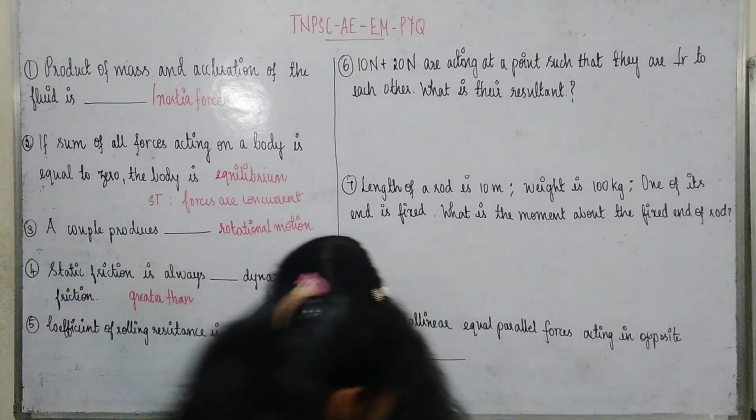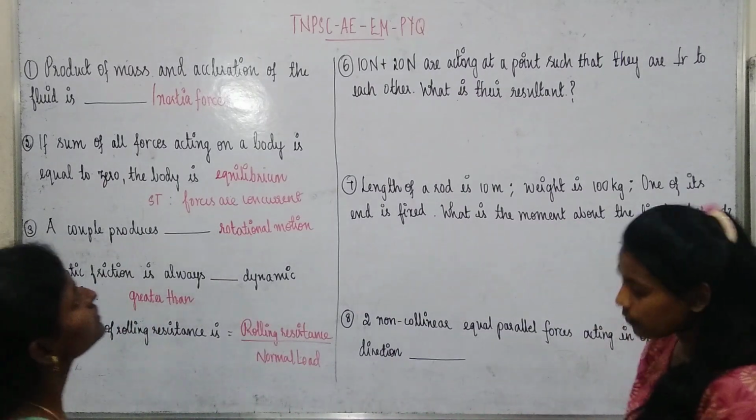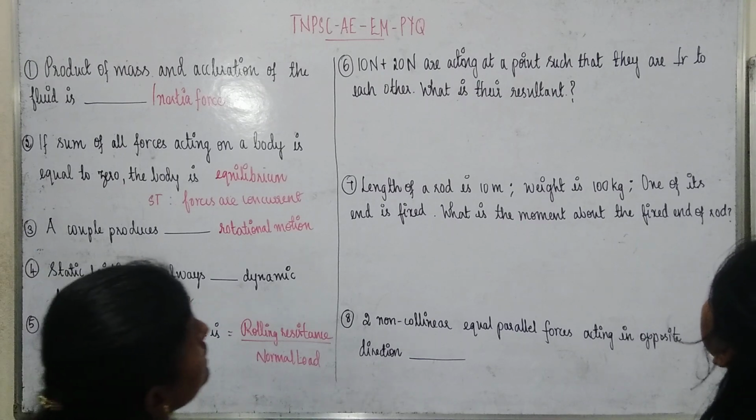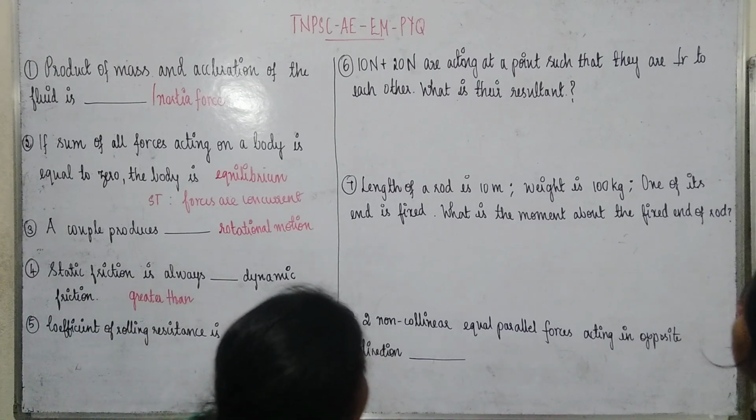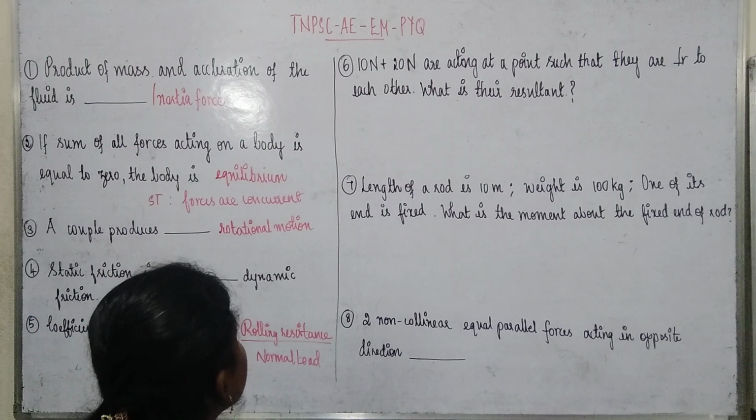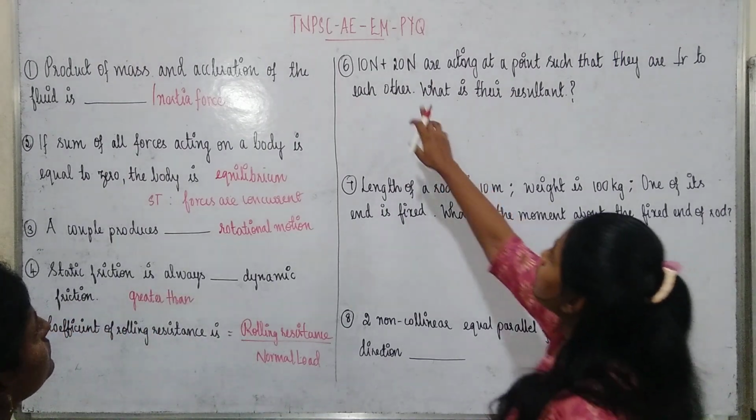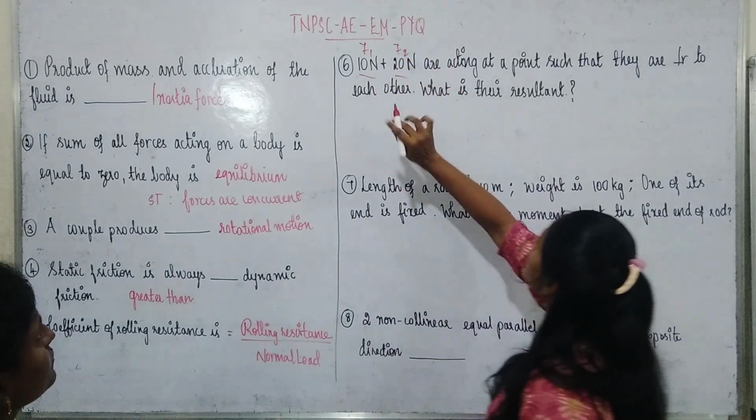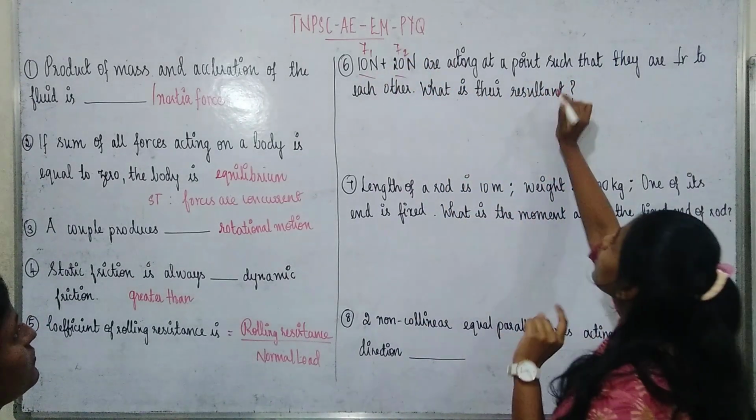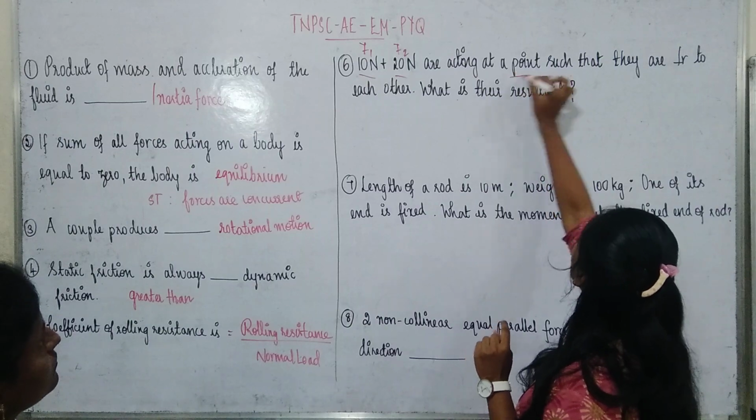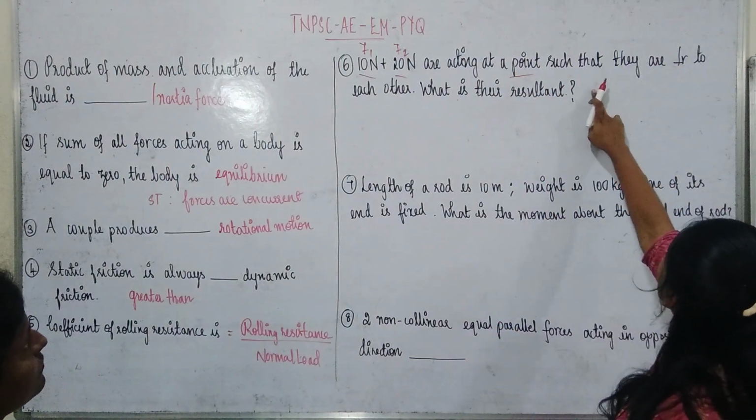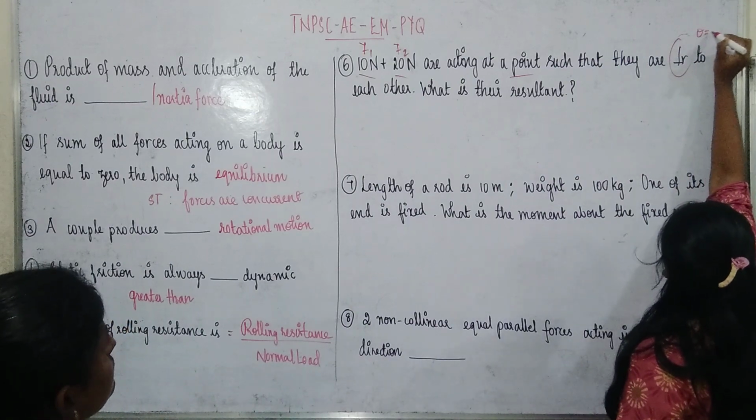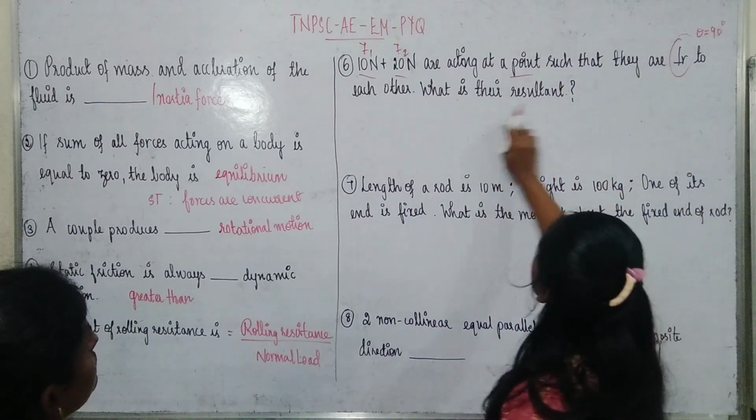Then next question. Forces of 10 Newton and 20 Newton are acting at a point such that they are perpendicular to each other. What is the resultant? So two forces are given. F1 is 10 Newton and F2 we take as 20 Newton. They are acting at the same point and are perpendicular to each other. Perpendicular, so we know theta is equal to 90 degrees. And what is their resultant?